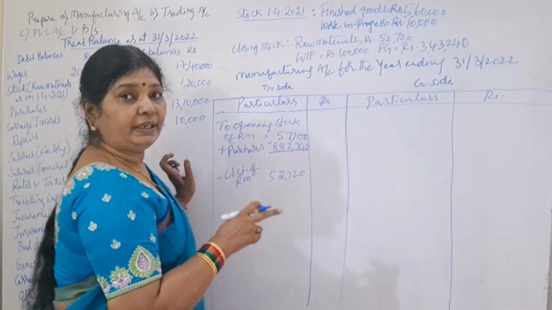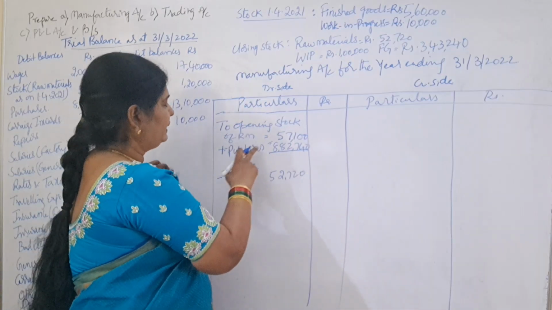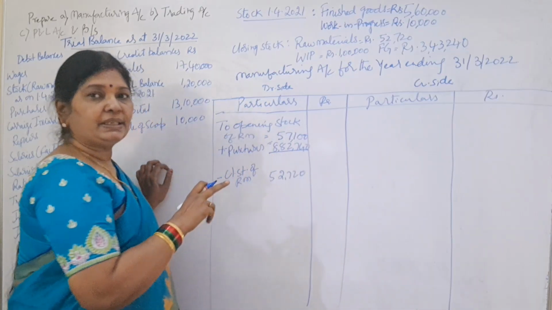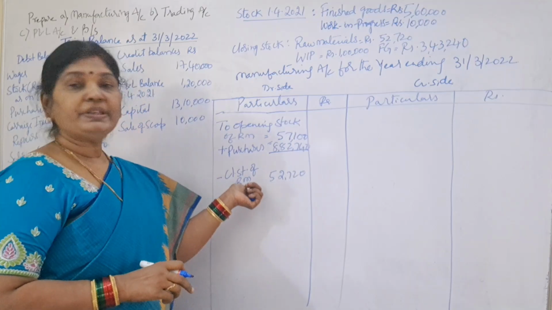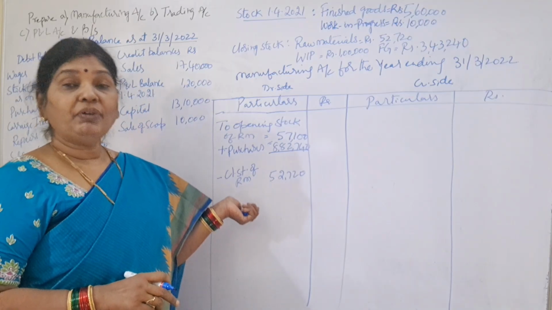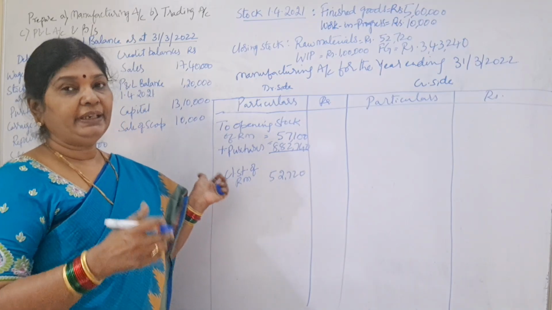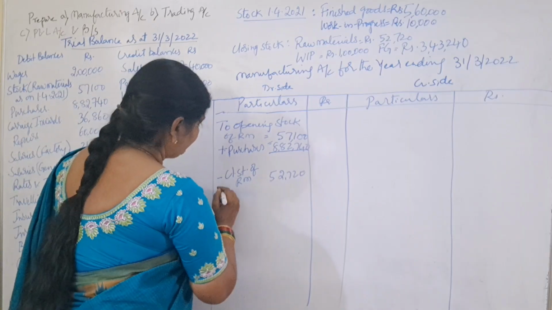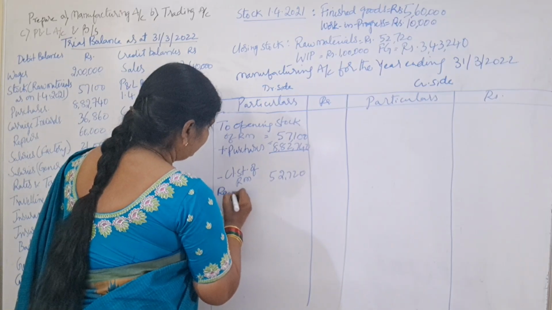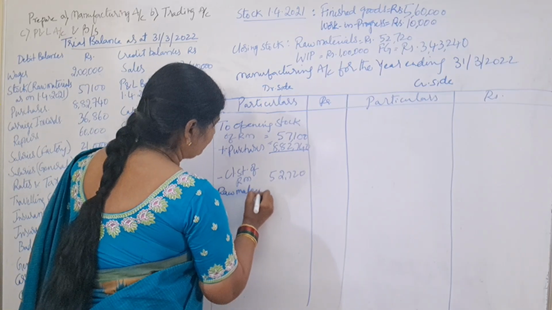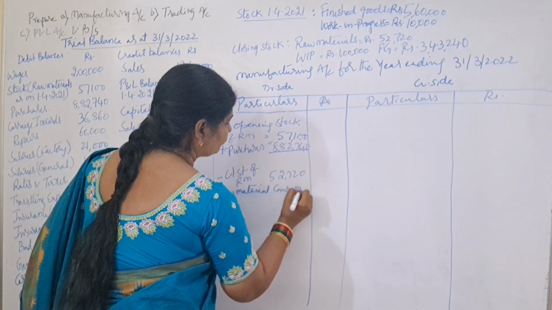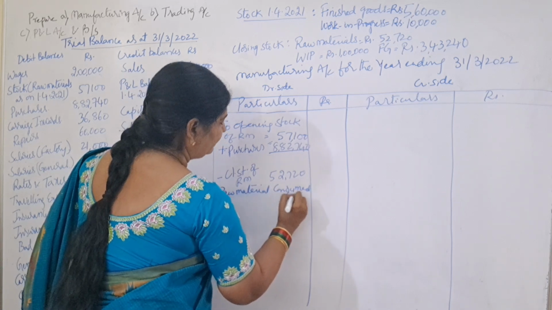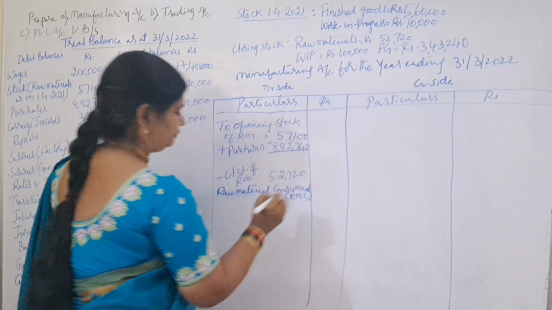So if we add opening stock of raw materials with purchases, you will get some amount. Okay. From that amount, you deduct closing stock of raw materials. Then what you will get? You will get raw material consumed. So what is that called? Raw material consumed. That is also called RMC.